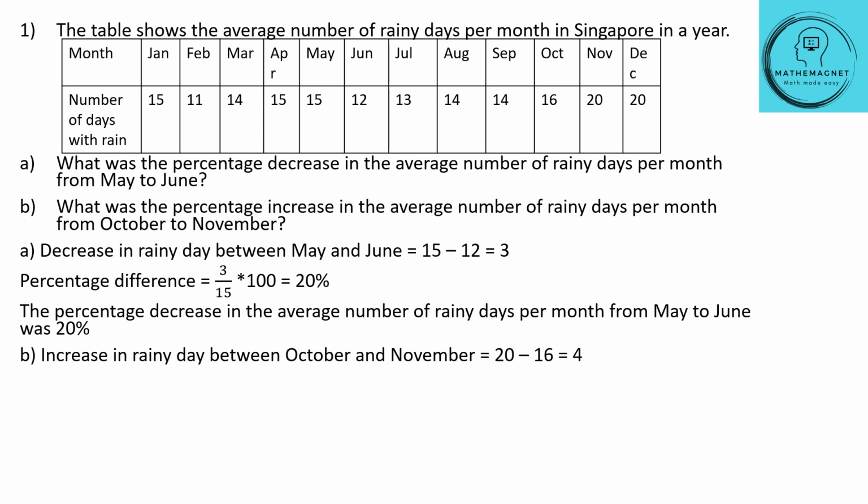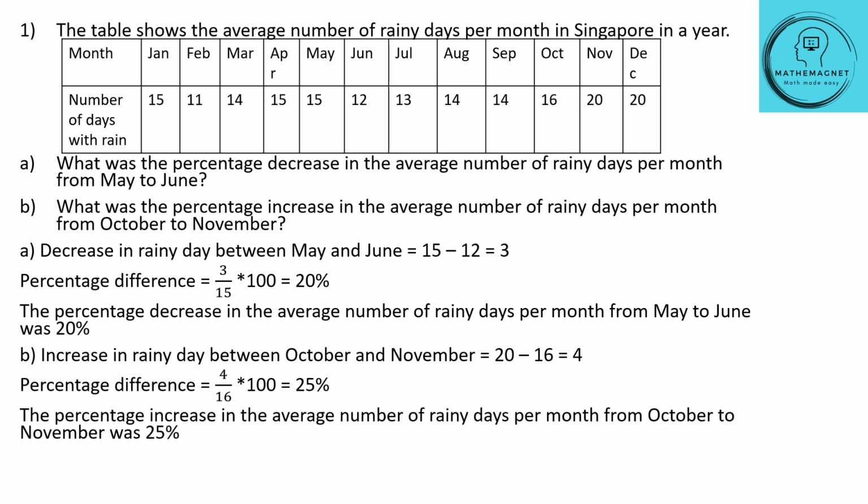Now to find question B, the increase in rainy days between October and November will be 20 minus 16. October it was 16 and November it has increased to 20. So 20 minus 16 is 4. So percentage difference will be 4 by 16 into 100, because here we are comparing November to October. So October is your base value. So 4 by 16 into 100 will give you the percentage increase, which is 25%. So the percentage increase in the average number of rainy days per month from October to November was 25%.